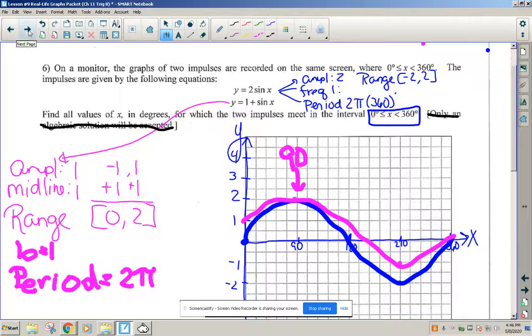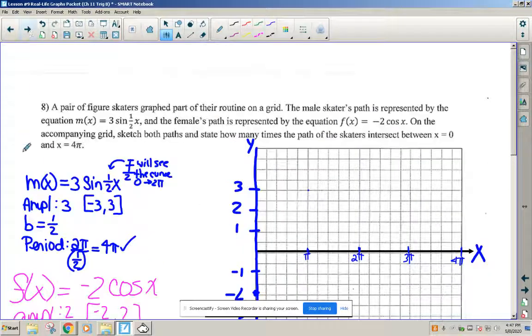Let's take a look at number 8. Now, number 8 has a male figure skater and a female figure skater. The male is given by 3 sine of 1/2 x, and the female is given by -2 cosine of x. Now, this -2 is very significant because cosine of 0 is 1, but now I'm multiplying by -2.